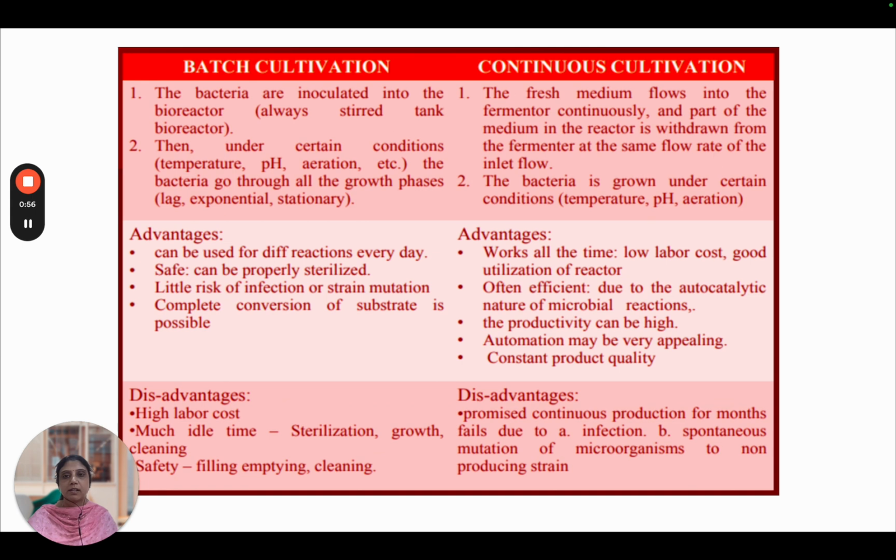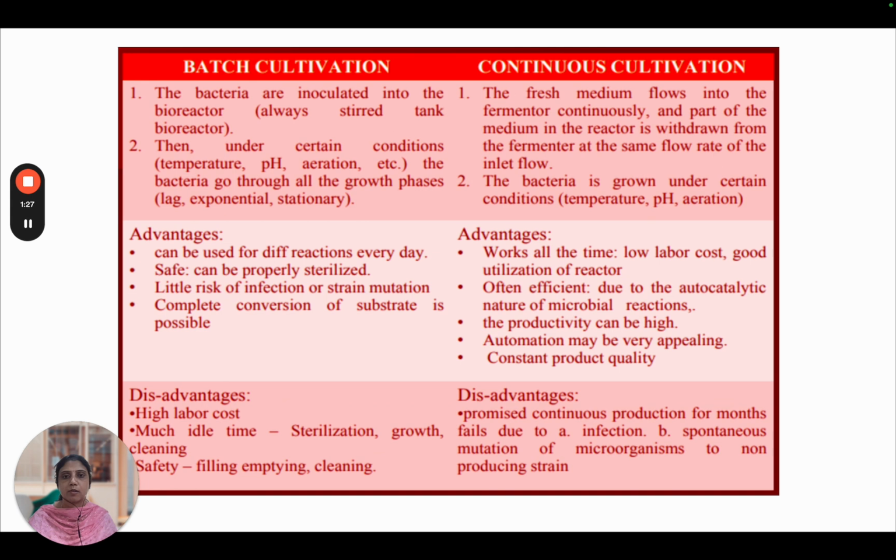Batch cultivation is nothing but the bacteria being inoculated in the bioreactor. Then under certain conditions, the bacteria will go through four different phases: lag phase, log phase, exponential phase and stationary phase. But in the case of continuous cultivation, fresh medium is continuously given to the inoculum and the product is also removed at the same time. So the organism will not have any death phase. It will be in the log phase throughout.